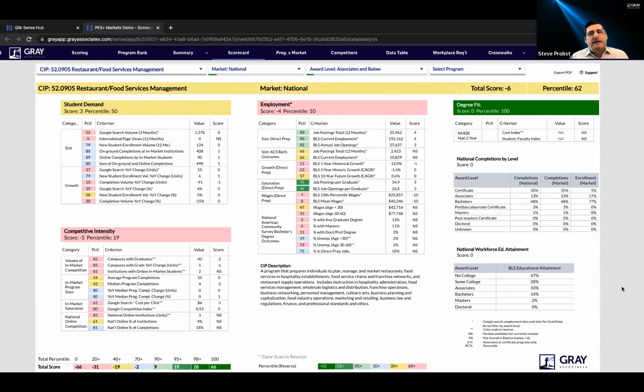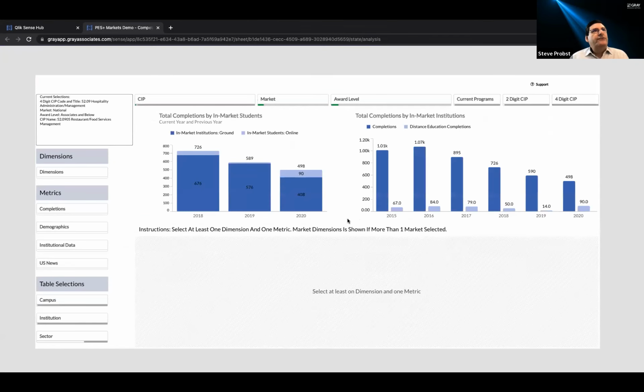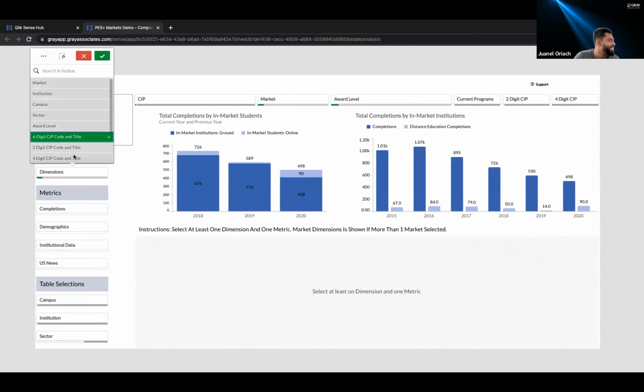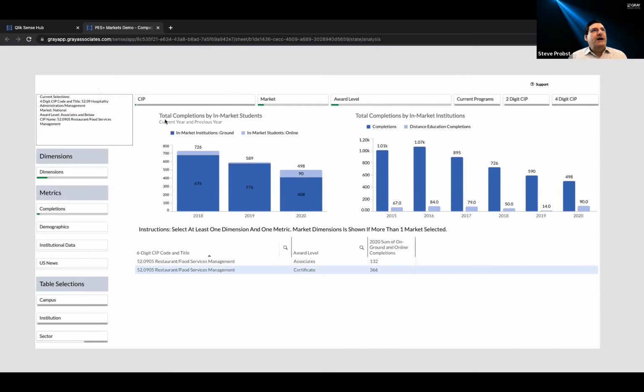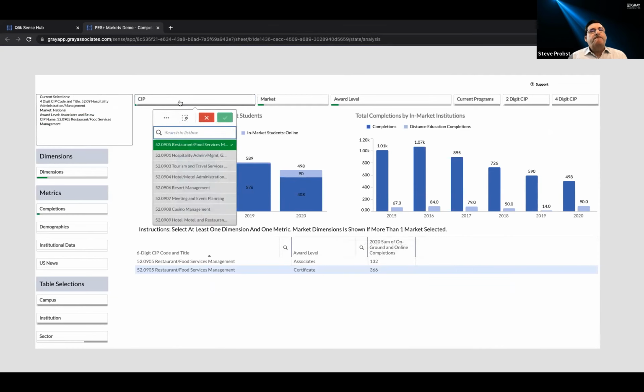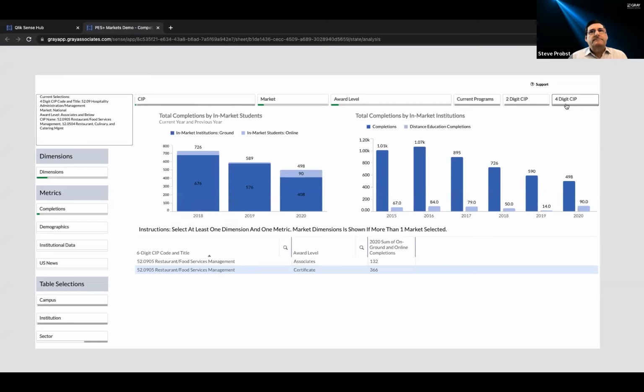Winnell, if you go to the competitor tab, yep. If you can pull up just for dimensions, SIP code and award level. Right, 6-digit SIP and award level, and just show completions. Yeah, that's fine. And now, can you add the SIP 1205? Let's see what pops up. There's the one that's restaurant culinary, 120504. Oh, I have a hidden filter here.